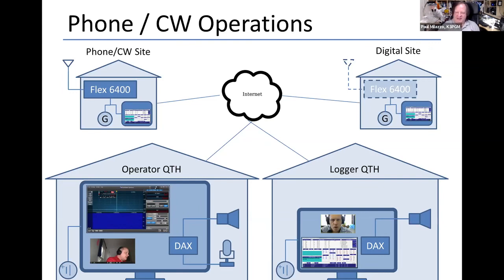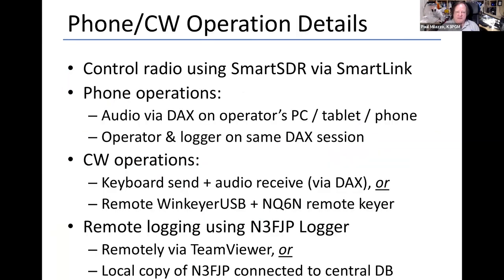Okay, let me go through the rest of this and then we can continue the discussion. Please. So I've said most of this already. Control the radio using SmartLink. And we use the PC audio. We talked about the CW and remote logging or using local logging. In either case, the N3FJP loggers, if you have multiple of them, you can connect them all up to talk to each other, even over the internet, and there'll just be one log at the end.